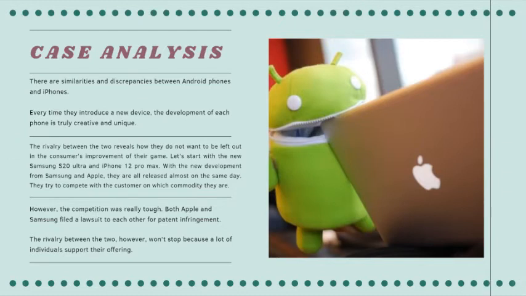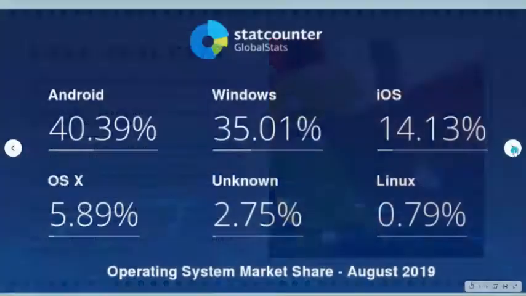It is more probable that individuals respond to the one that makes the other look inferior. Both Apple's and Samsung's product specifications are so close that people suggest one is a copy of the other. The rivalry between the two, however, won't stop because a lot of individuals support their offerings.